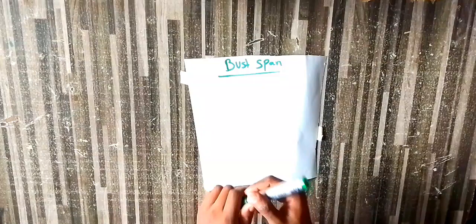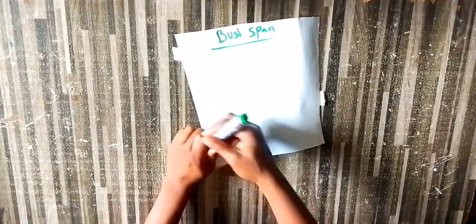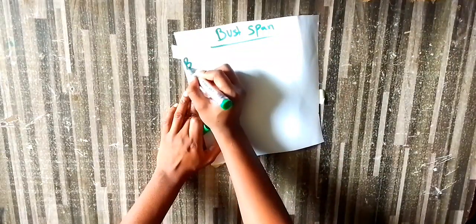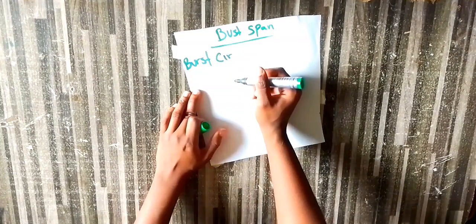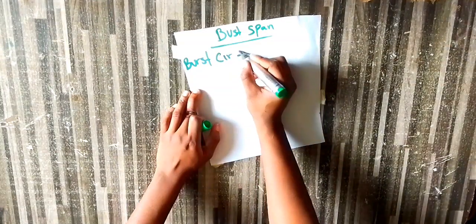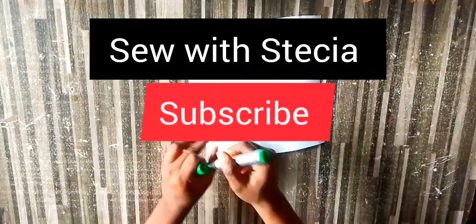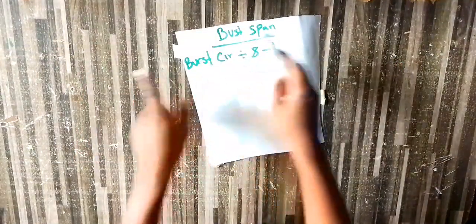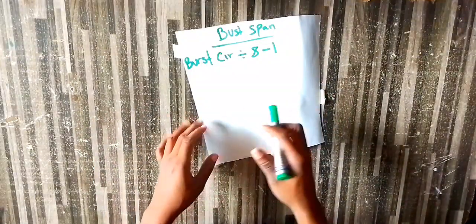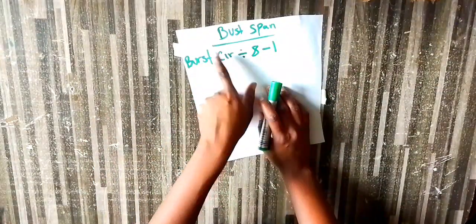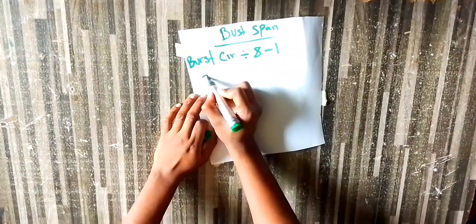I'll tell you the formula for your bust span in case they sent it to you and your bust span was omitted. Your bust span is your bust circumference divided by 8 minus 1. You measure the person's bust circumference the way you take a bust measurement. The bust circumference divided by 8 minus 1 will give you your bust span.